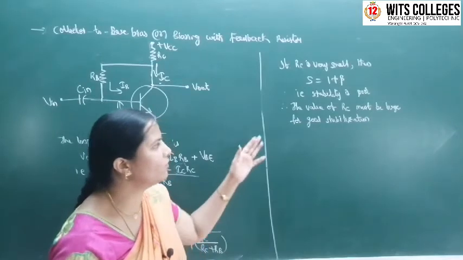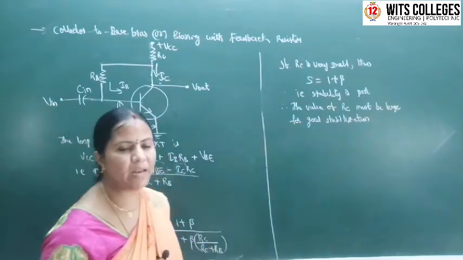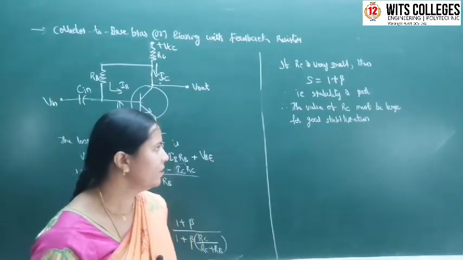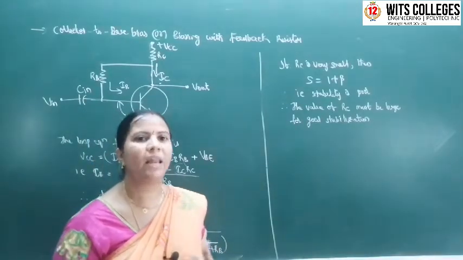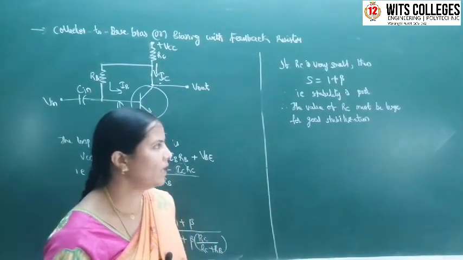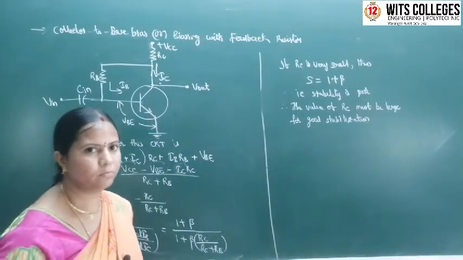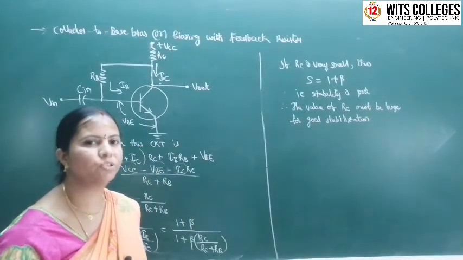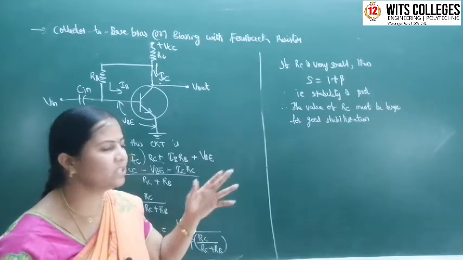So therefore the value of RC must be large. You have to take the RC value large for good stabilization. Okay, now to stabilize the amplifier in this biasing technique, we have to take a large value of RC. Okay? So this is the collector to base biasing method. But this biasing technique is not usable because of the RC and RB values. Here the stability is very poor.